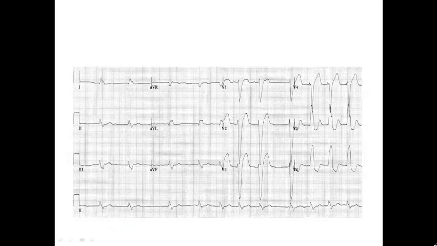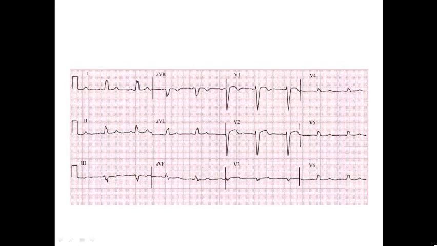Here we could find a classic pattern of left bundle branch block in presence of atrial fibrillation. We can find that V1 and V2 show very small R wave followed by deep S wave, and it is wide, of course, because it is complete left bundle. And in V5, V6 we can find broad monophasic R wave in V6, and it is slightly notched in V5.